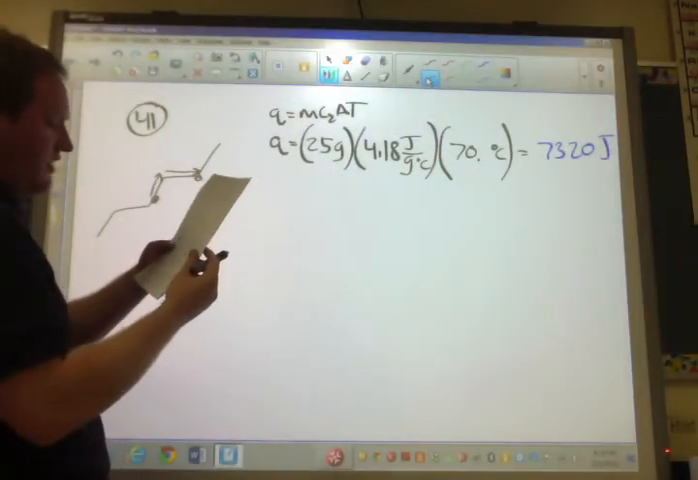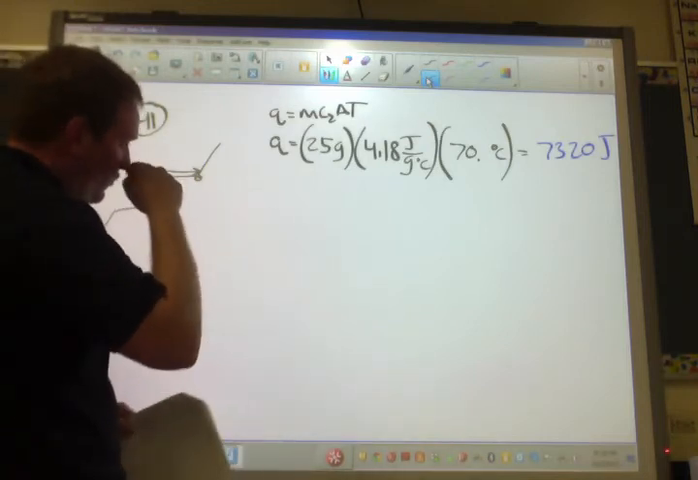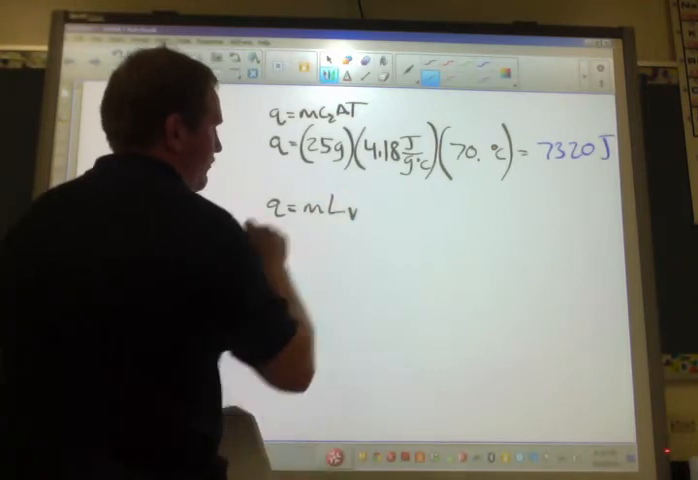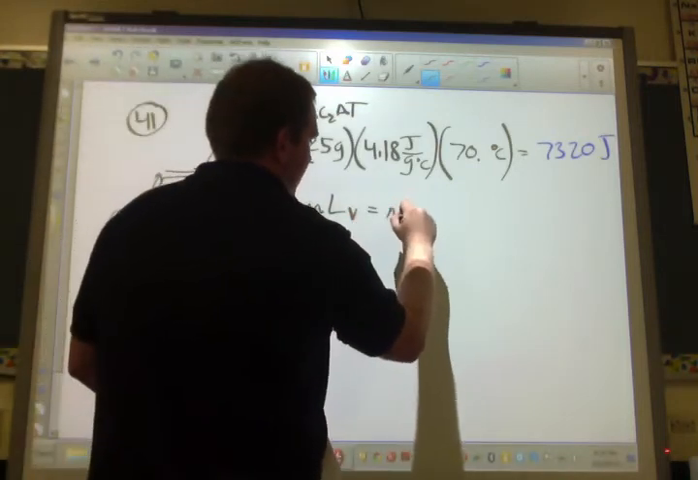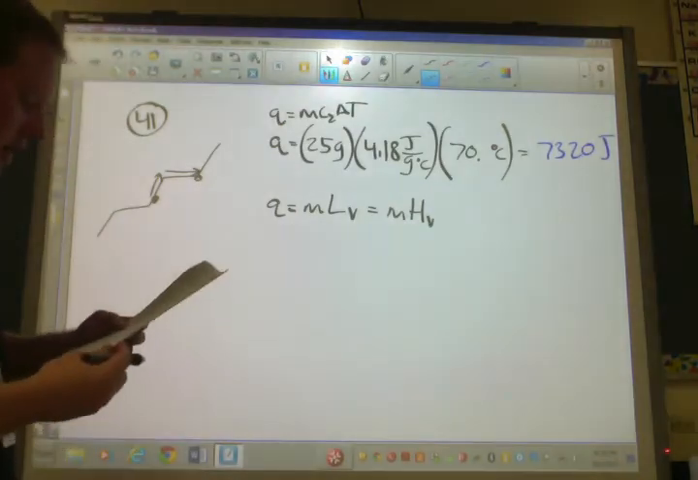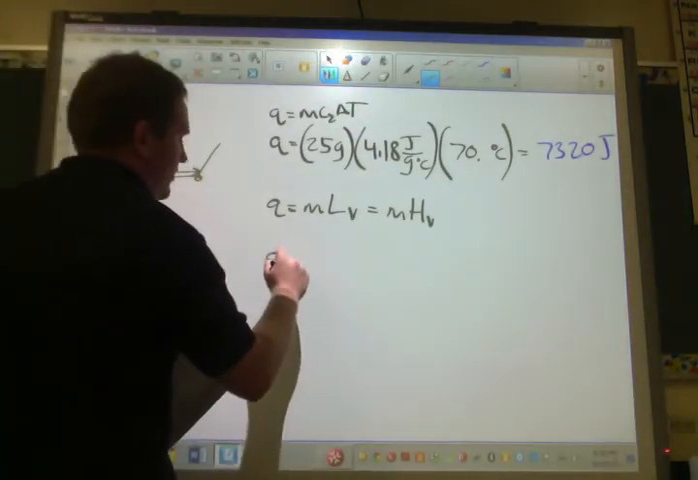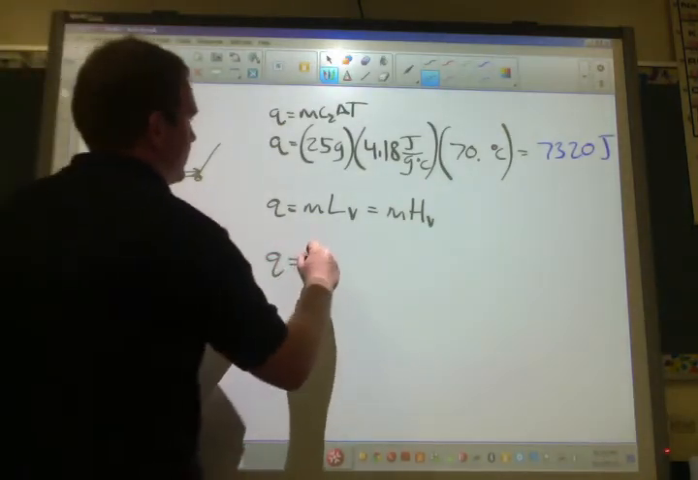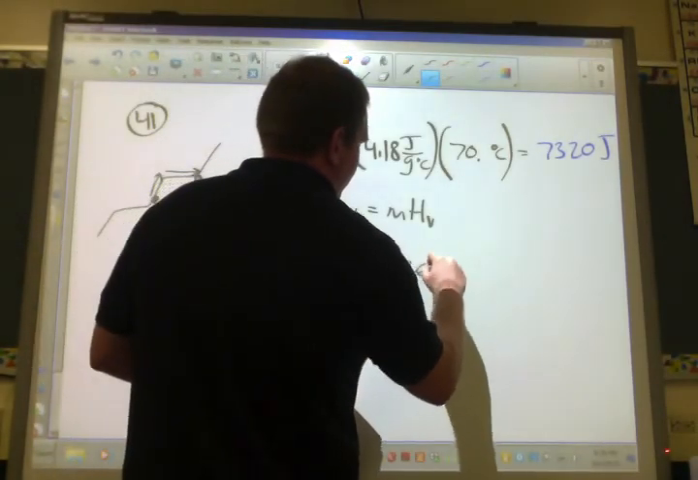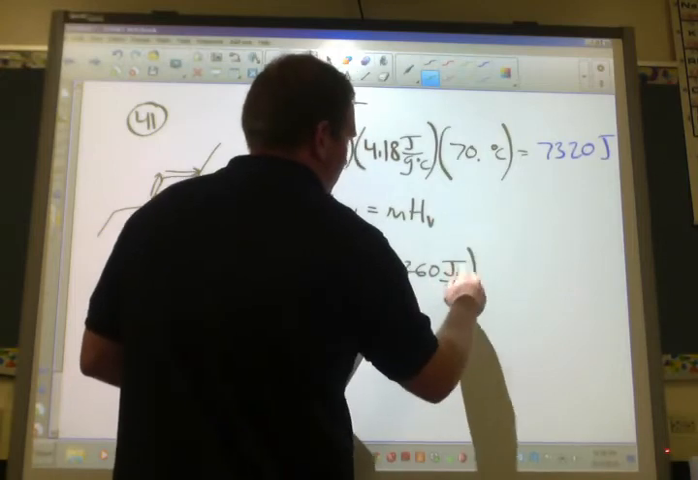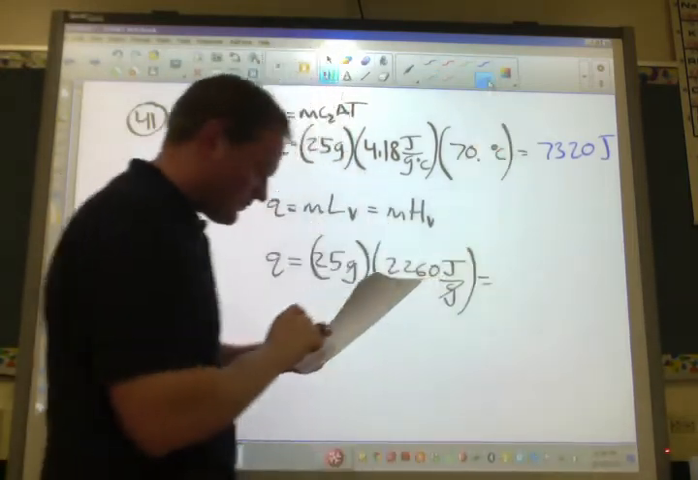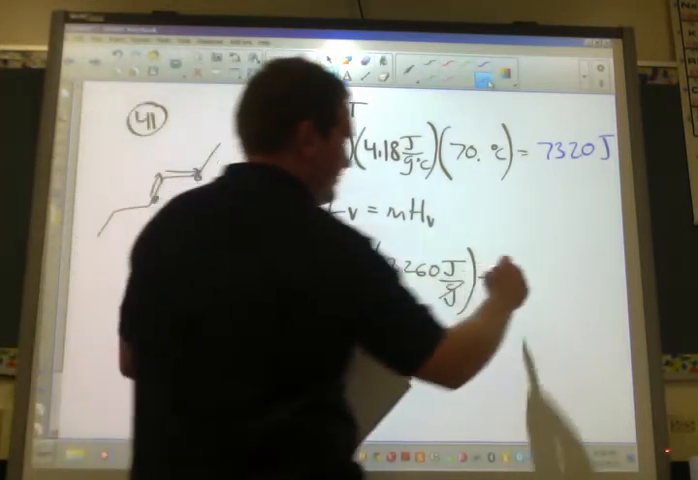Next, let's find how much it takes for the water to actually boil. New formula, Q equals m times Lv. You might also know this as m times Hv, heat of vaporization or latent heat of vaporization. Anyway, Q equals 25 grams times our other constant, 2260 joules per gram. Gram cancels gram. And this is going to equal 56,500.